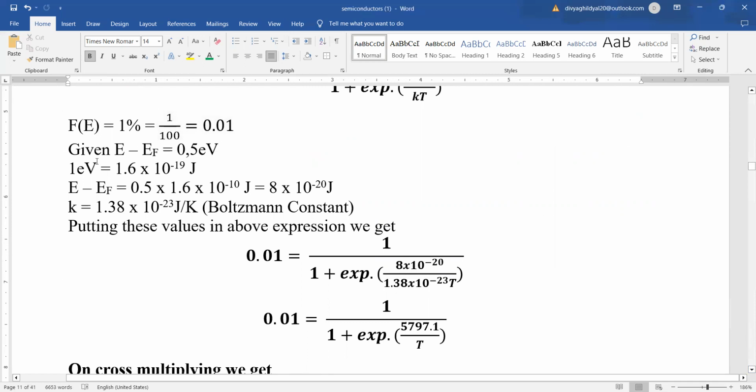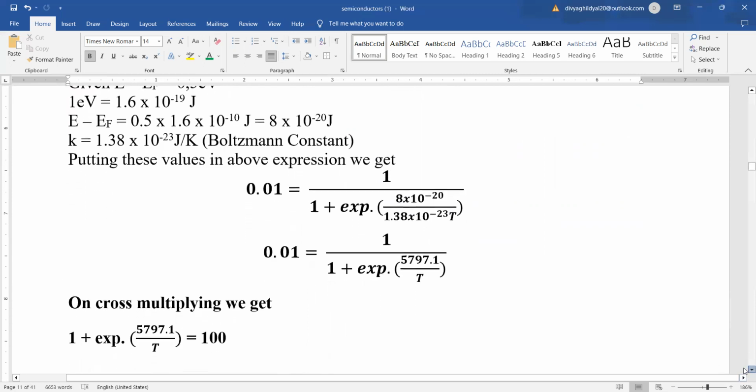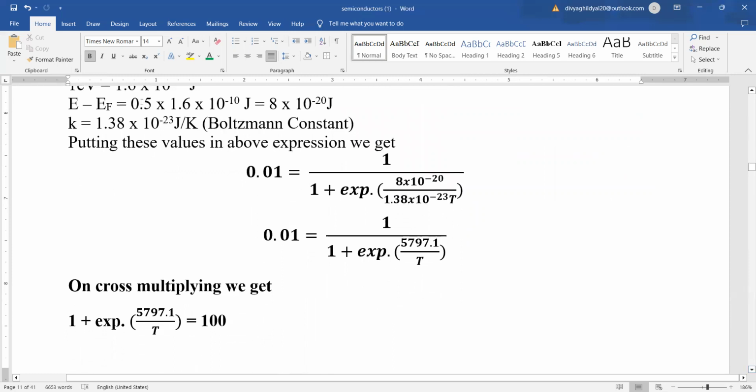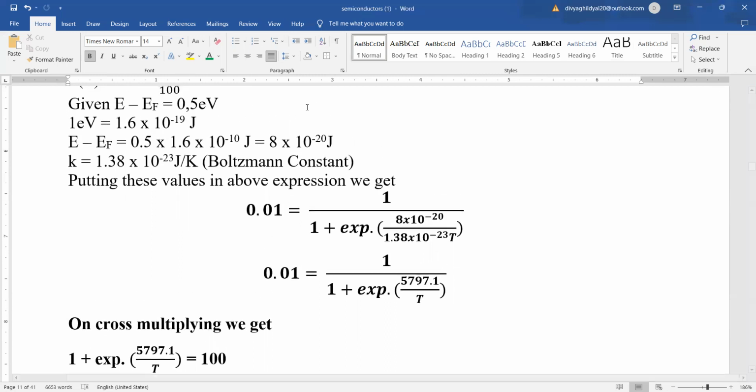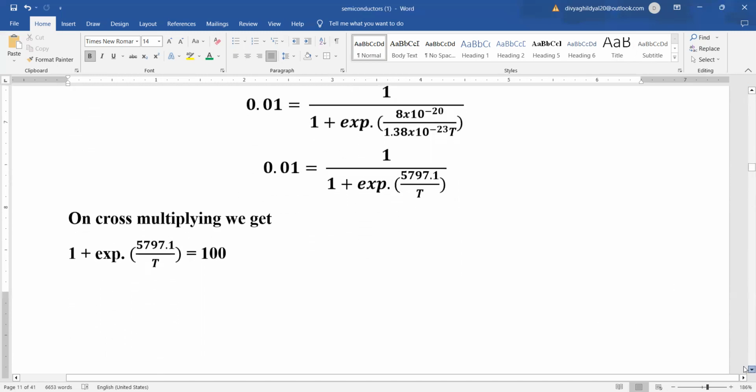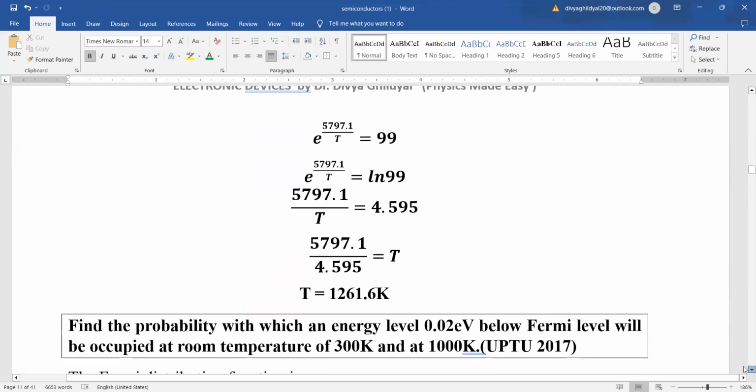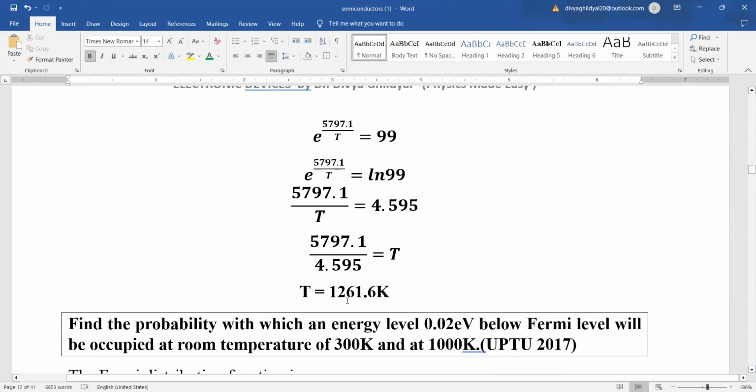1 electron volt is equal to 1.6 into 10 to the power of minus 19 joule, so E minus EF becomes 0.5 into 1.6 into 10 to the power of minus 19, which is 0.8 into 10 to the power of minus 19 joules. The Boltzmann constant K is 1.38 into 10 to the power of minus 23 joule per Kelvin. We put all these values in this expression, cross multiply and solve further, and we get the temperature as 1261.6 Kelvin.